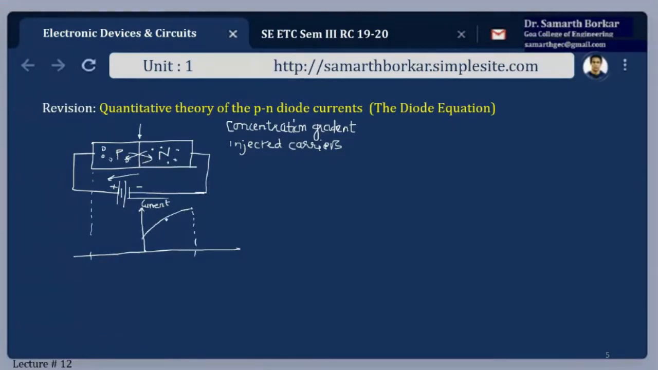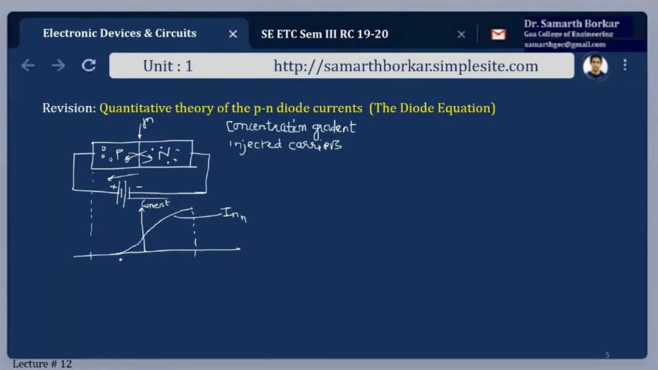Now I can write this as current due to electrons in the N region. Fine. And as per the statement we have made, the number of these injected carriers will decrease exponentially with distance from the junction. So if I move from this end, this is the junction, the number of charge carriers will keep on decreasing exponentially. So this is how the current is falling down.